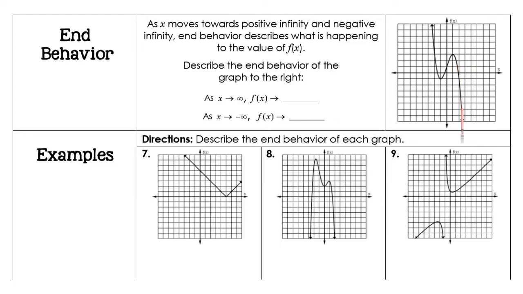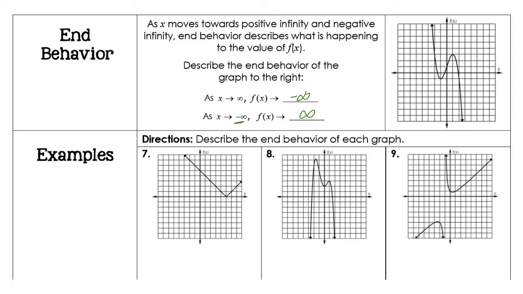Well, notice the function is moving downward. So notice we're heading toward negative infinity as x grows without bound. So here, this one would be negative infinity. Now let's let x approach negative infinity and see what happens here. So as x is tending toward negative infinity, my graph is moving upward, so that side is tending toward positive infinity.